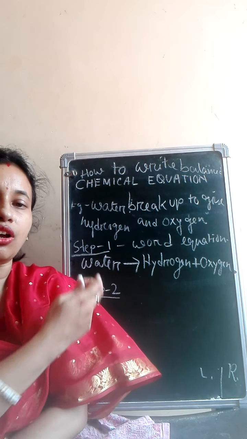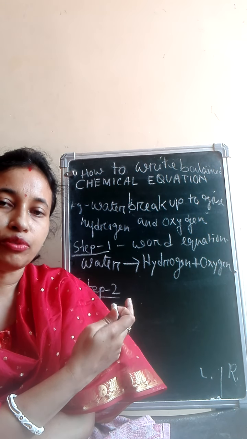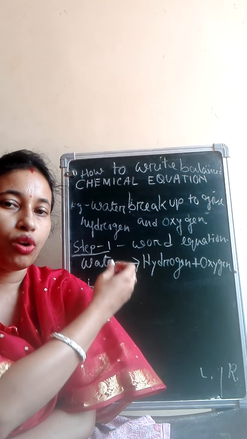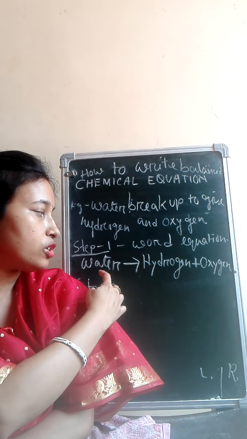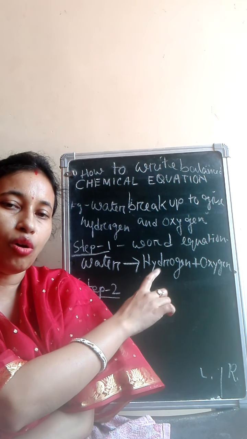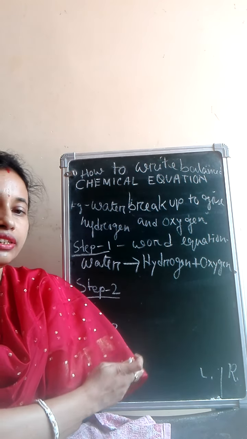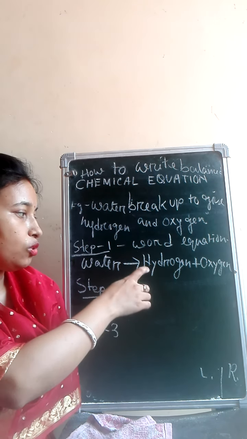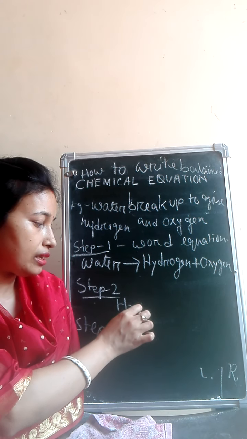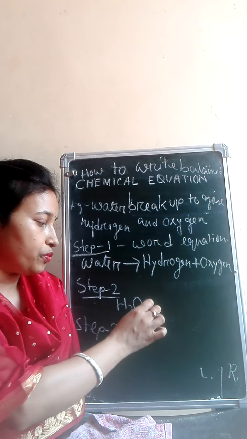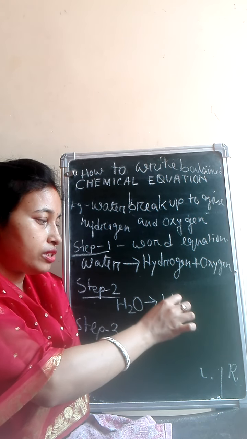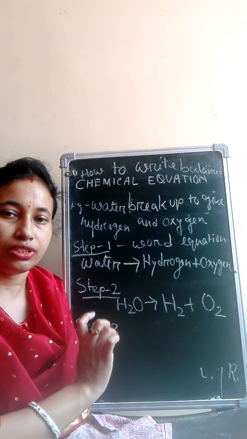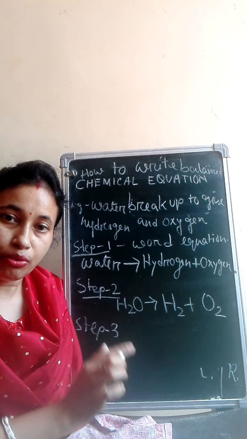So let us take the example of water. Water breaks up to give its constituent elements hydrogen and oxygen. So what is the equation? Water breaks to give you hydrogen and oxygen. Now if you want to write it in a chemical equation using symbol and formula, you know water. What is the chemical formula? Water is H2O. It breaks up to give you hydrogen, that is H2, plus oxygen, that is O2. So this is your chemical equation.